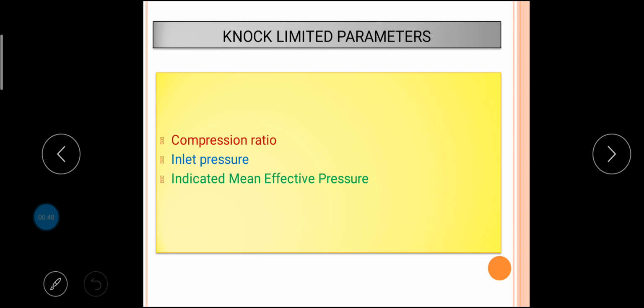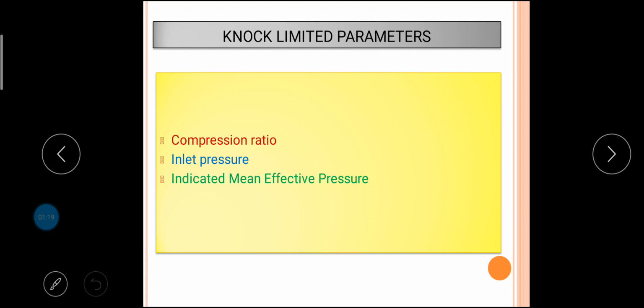NOC limited compression ratio. The NOC limited compression ratio is obtained by increasing the compression ratio on a variable compression ratio engine until incipient knocking is observed. Any change in operating conditions such as fuel air ratio or in the engine design that increases the NOC limited compression ratio is said to reduce the tendency towards knocking.